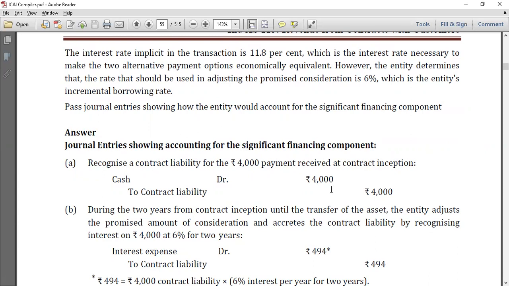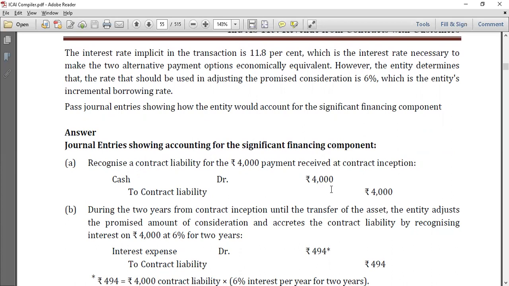So here, pass the journal entries showing how the entity should account for the significant financing component. So first, the journal entry showing the accounting for the significant financing component. First, recognize a contract liability for 4,000.